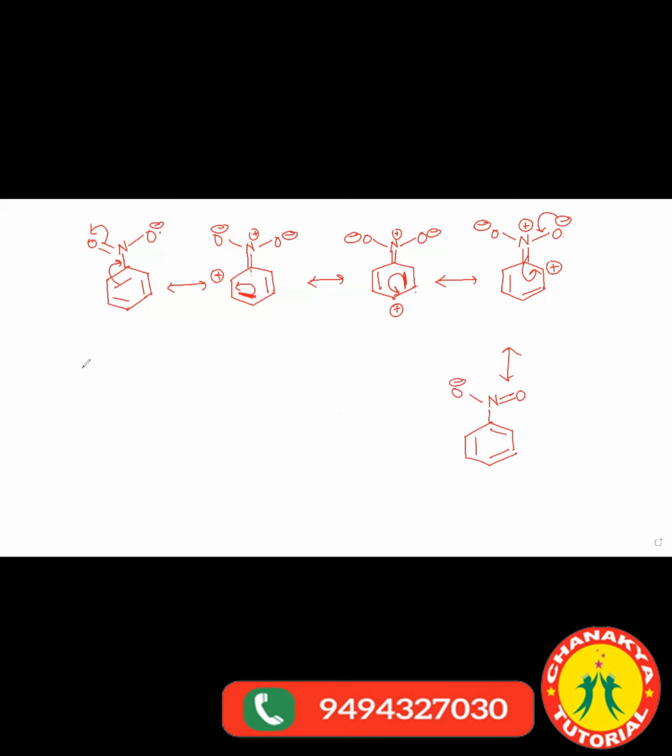Got it? So what changes are you able to see between the first and the last structure? This is the first, and suppose this would be the last. The structure would be the same: the benzene ring attached to the nitrate group, correct? Here also the benzene ring attached to the nitrate group. Thus, the only change is what? The position of the double bond, right? Why has the position of the double bond changed?